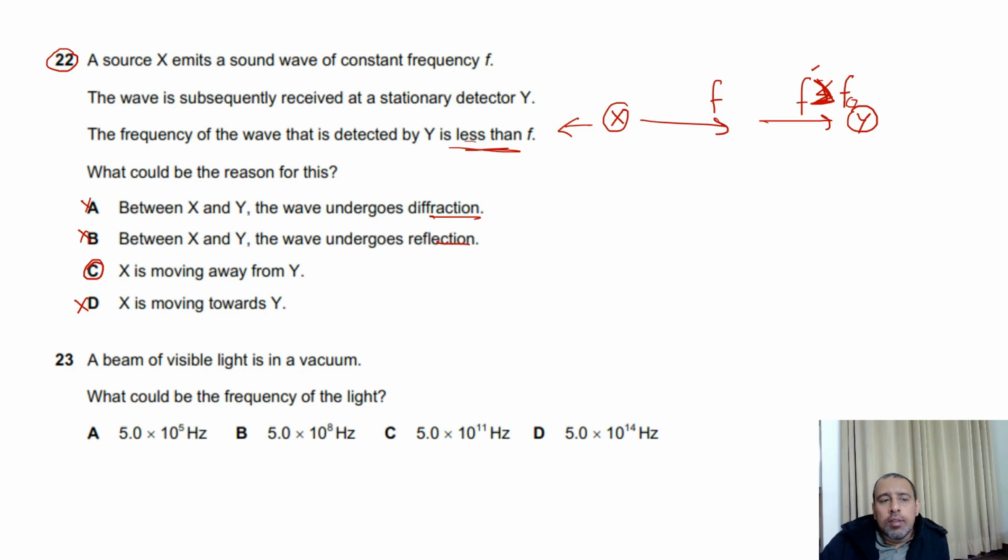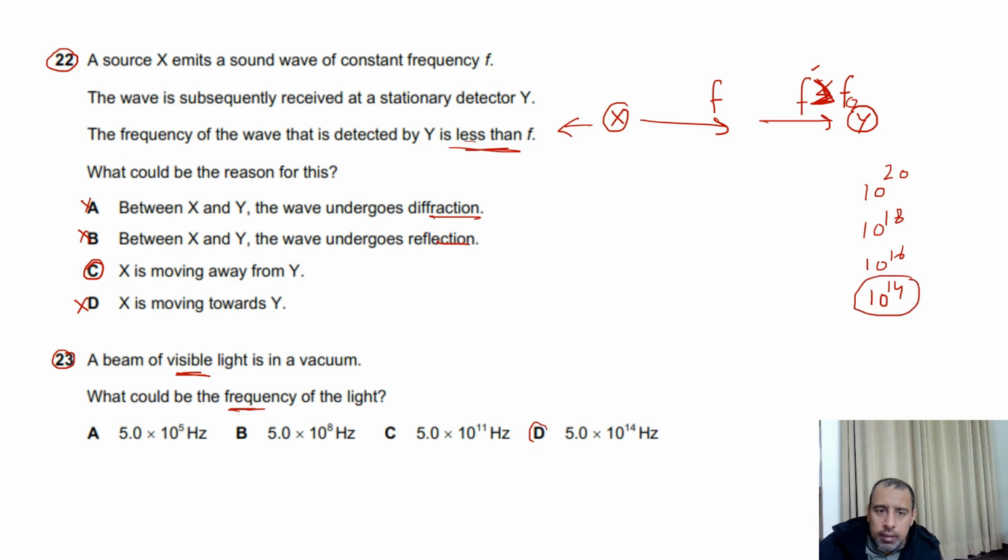So, in question number 23, a beam of visible light is in a vacuum. What could be the frequency for the visible light? If you know the spectrum, for gamma the frequency is 10^20 hertz. For X-ray it's 10^18, for UV it's 10^16, for visible it's 10^14. So this is the correct answer.